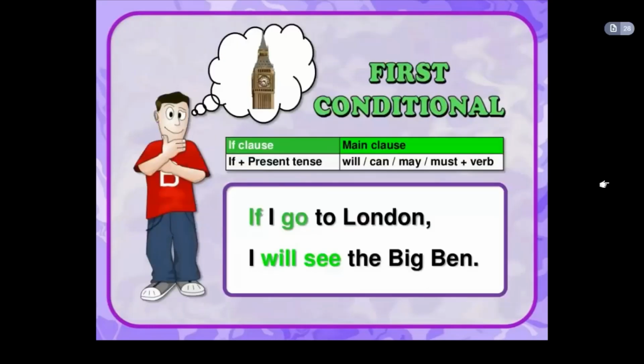First conditional. The first conditional has the present simple after if, then the future simple in the other clause. So, if clause: if plus present simple; main clause: will plus infinitive. These conditional sentences are used to talk about things which might happen in the future. Of course, we can't know what will happen in the future, but this describes possible things which could easily come true. For example, if I go to London, I will see Big Ben.